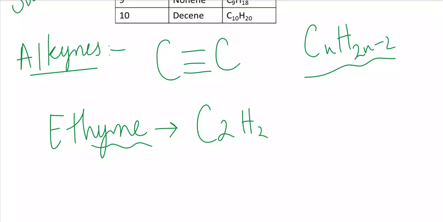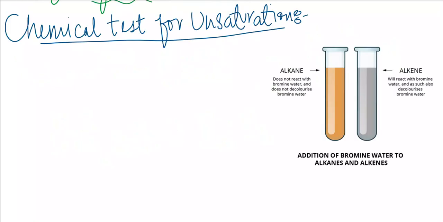So this is all about the alkynes, and just like the alkenes, we also have members of the alkynes like ethyne, propyne, butyne, pentyne. Further with this, we will not discuss more about the alkynes at this level, and next we will talk about the chemical test for unsaturation. So this is the chemical test for unsaturation.